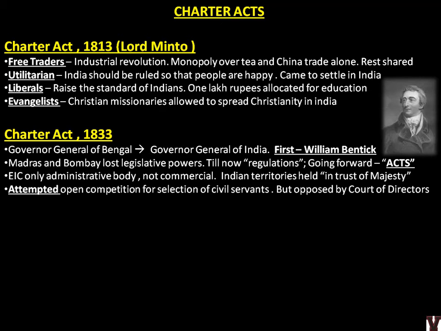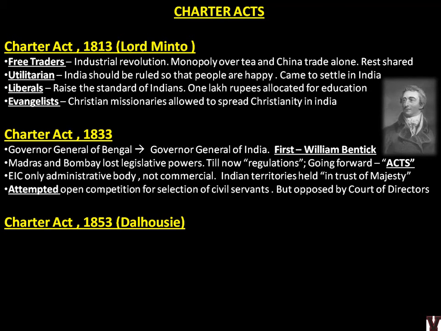And this is the act where open competition for selection of civil servants was attempted for the first time. We are preparing for civil services, so we should know the history of civil services. It was only attempted; it was not successful because it was opposed by the Court of Directors. Court of Directors, you should remember, was the body which was controlling the East India Company or which the Company reported to, from the 1773 Act. We will do civil services for sure in part 2 of chapter 15 later, but you should know it was attempted in this particular act. Now 1853, see the timeline, it is Dalhousie.